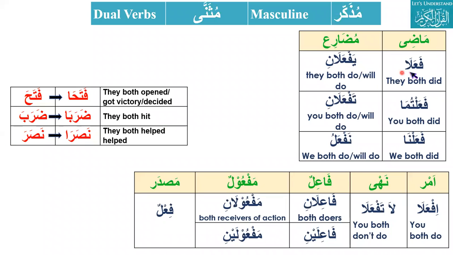Okay. Go ahead with daraba. Daraba. Darabtuma. Darabna. Yadribani. Tadribani. Nadribu. Idriba. La tadriba. Daribani. Daribaini. Madrubaini. Darb. Thank you very much, Tanjin.